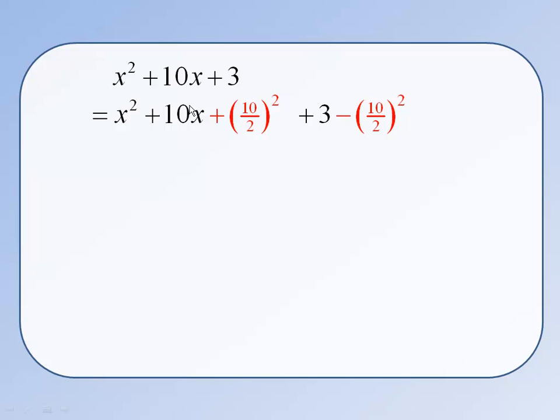Our first move is to take the coefficient of x, 10, halve it, and then square it. We add that amount and we subtract that amount, ensuring that the second line is equivalent to the first. At this stage, you may be a little puzzled as to why we would add and subtract. The 10 divided by 2 all squared becomes a 25.